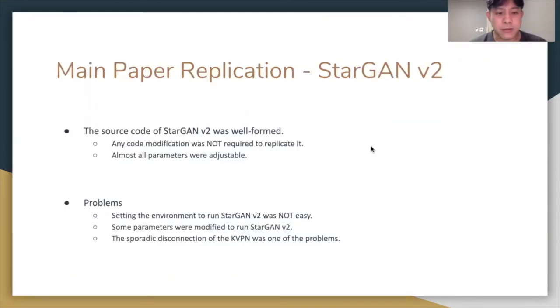The source code of StarGAN V2 was well formed, so I didn't need to modify any code during the replication. And it provides various parameters to control the model. During the replication, I encountered 3 major problems. The first one was the environment setting. The second one was a parameter setting to overcome the lack of memory. The last one was a sporadic disconnection of the KVPN.